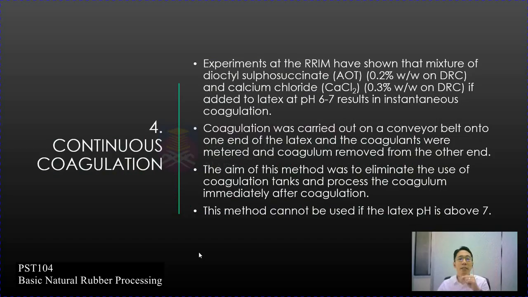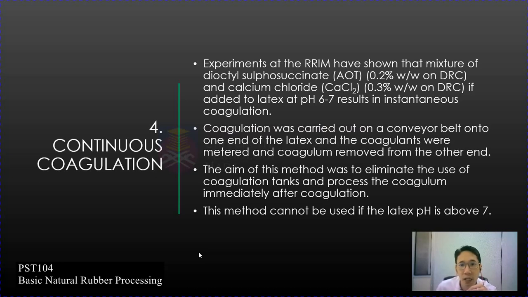The fourth one is continuous coagulation. Okay, what is continuous coagulation? Experiments by RRIM, the Rubber Research Institute of Malaysia, have shown that a mixture of diethyl sulfosuccinate, AOT, at 0.2% weight over weight on the RC, and calcium chloride at 0.3% weight over weight on the RC, added to latex at pH 6 to 7, results in instantaneous coagulation.